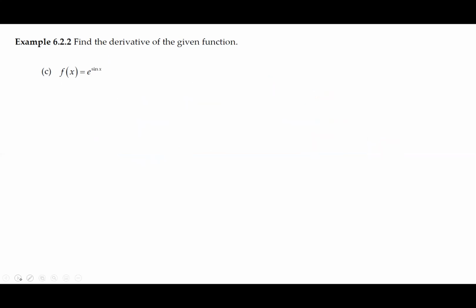How about e to the sine x? Well, my u is sine x, so df du, or f prime, is just going to be e to the sine x times the derivative of sine x, which is cosine x. So we have cosine x times e to the sine x. If you want to write it like that, I don't really know why I rewrote it. It doesn't matter, but however you're comfortable. There we go. All right, how about some integration?